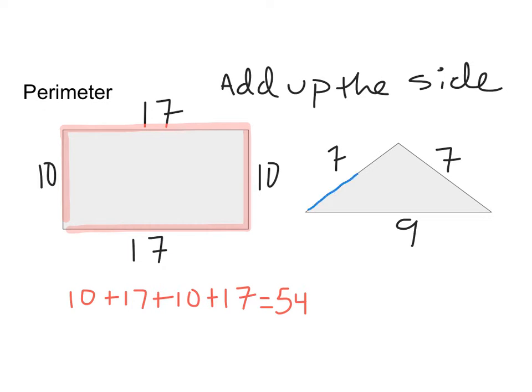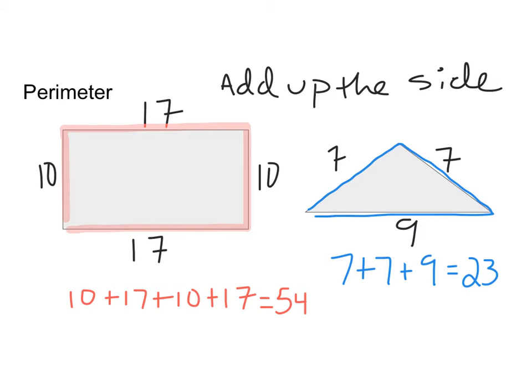Same idea for the triangle. We're going to add the 7 and the 7 and the 9. And when we do that, we should get 23. So the perimeter of the rectangle was 54 units. The perimeter of the triangle was 23 units. Whenever you haven't been told what the shapes were measured in, you can just say units.